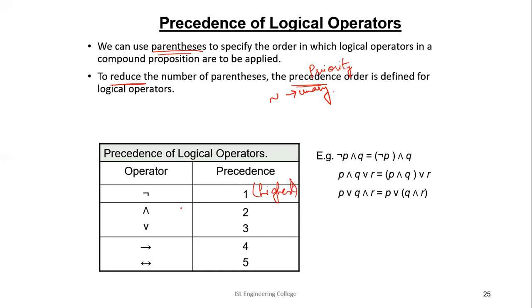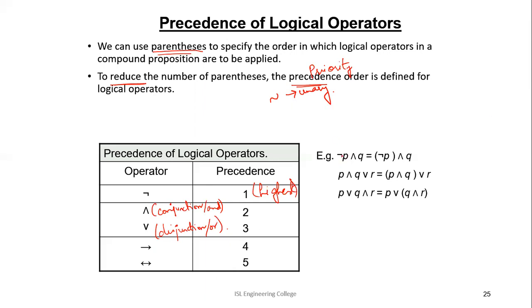Another general rule is that conjunction will be applied before disjunction. So conjunction takes the second priority, and it takes higher priority over disjunction, that is, or. Also, conditional or implication has a higher priority over biconditional or bi-implication. So this is the precedence of logical operators whenever parentheses are not specified, such as in these cases.